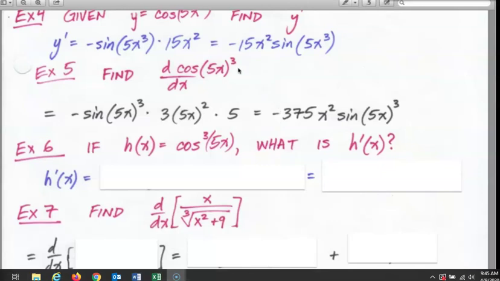Now, could you have done this problem a different way? Sure. We could have made this whole thing the cosine of 125x cubed, where only the x was getting cubed, and you get the exact same thing. It might be easier that way, but we wanted to look at it in different ways.